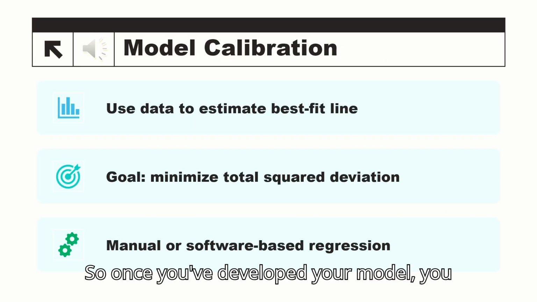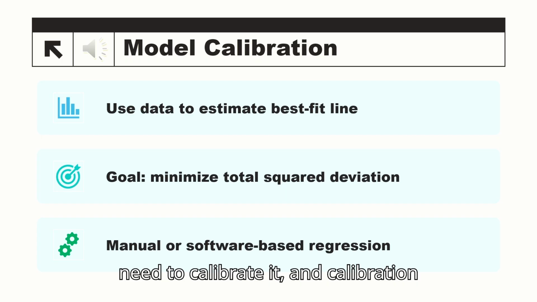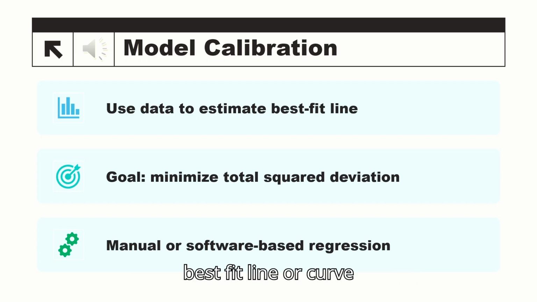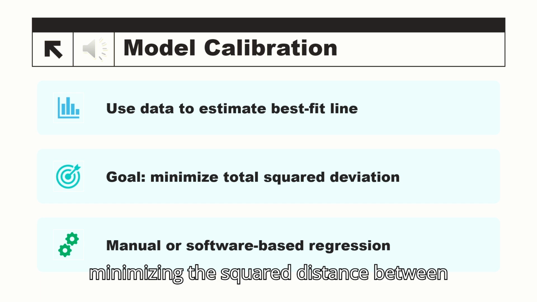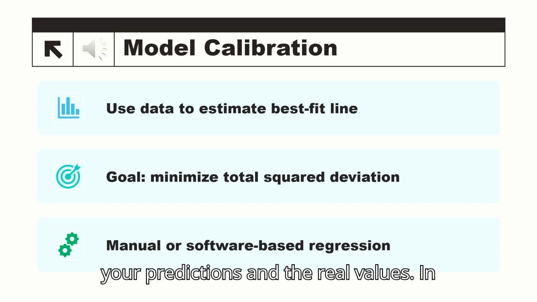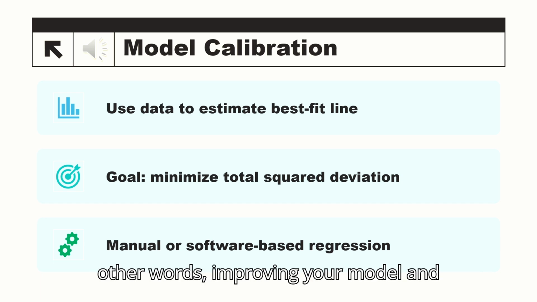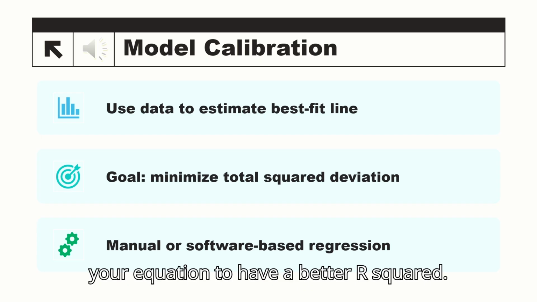So once you've developed your model, you need to calibrate it. And calibration means using your data to find the best fit line or curve mathematically. This means minimizing the squared distance between your predictions and the real values. In other words, improving your model and your equation to have a better R squared.